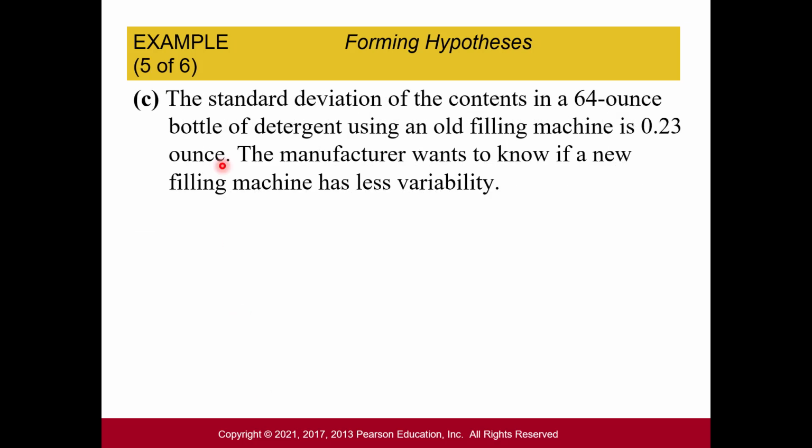Okay, let's try this one. The standard deviation of the contents of a 64-ounce bottle of detergent using an old filling machine is 0.23 ounce. The manufacturer wants to know if a new filling machine has less variability.